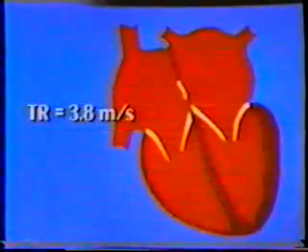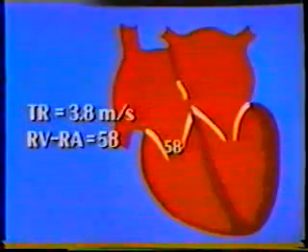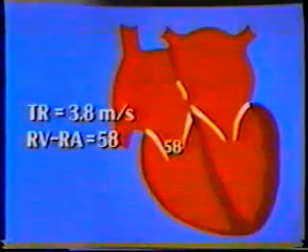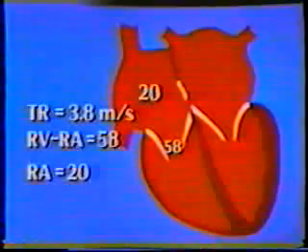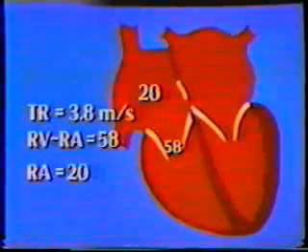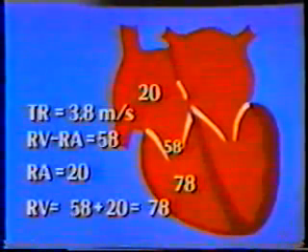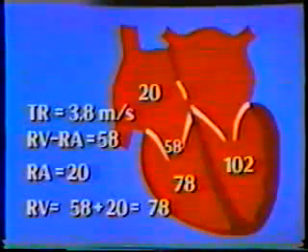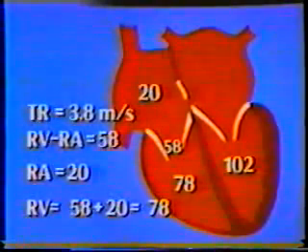On continuous wave Doppler interrogation, the peak velocity of the tricuspid regurgitant jet was 3.8 meters per second. Utilizing the Bernoulli equation, this calculates to a 58 millimeter mercury pressure drop from right ventricle to right atrium. In this patient, right atrial pressure was estimated to be 20 millimeters mercury. Hence, the right ventricular and pulmonary artery systolic pressure was 78 millimeters mercury. The blood pressure of this patient was 102 over 72 millimeters mercury.